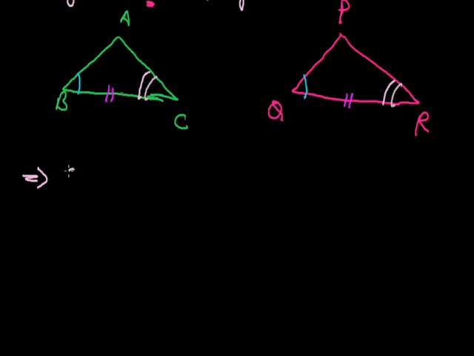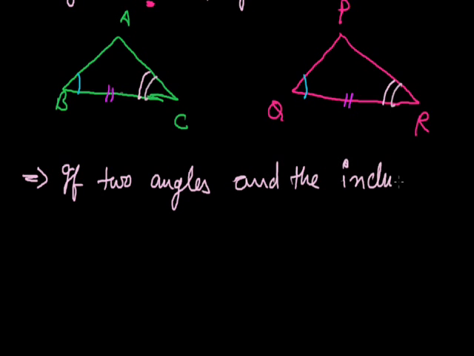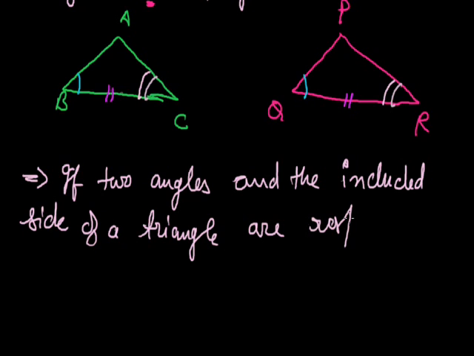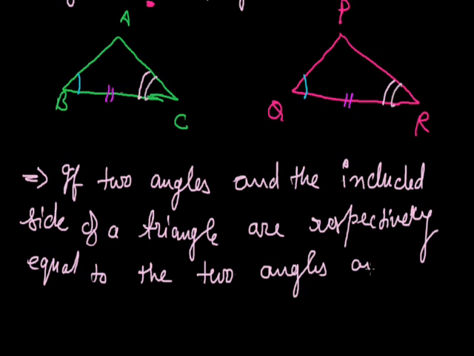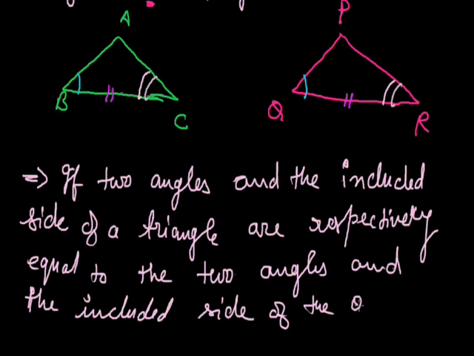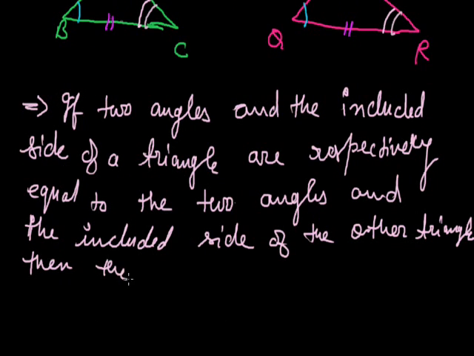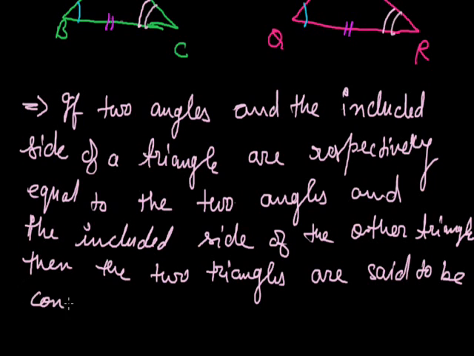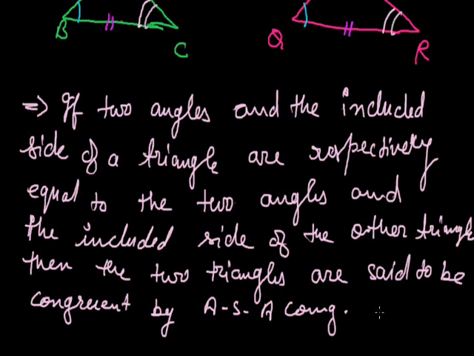So according to this property, if two angles and the including side of a triangle are respectively equal to the two angles and the included side of the other triangle, then the two triangles are said to be congruent by angle side angle congruence criteria or property.